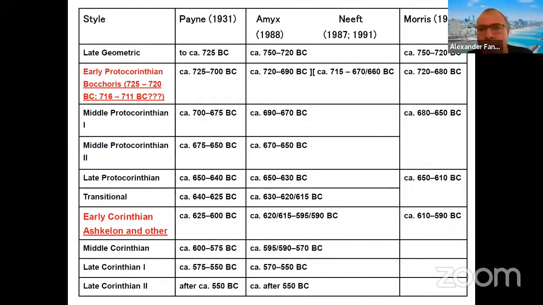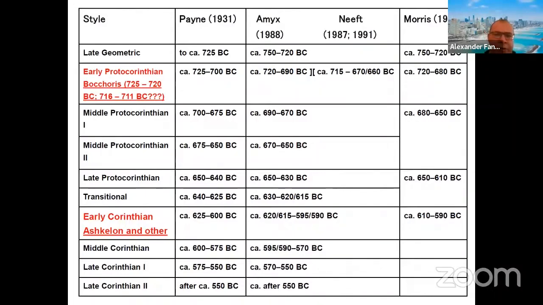So basically, the chronology suggested so many years ago by Humphrey Payne stands with some slight, modest modification, and the reliability of the Bocchoris scarab found in Pithekoussai still remains strong. Although the date of Bocchoris could be changed a little bit, between 725 and 720, as it used to be just 6 years ago, to maybe 716, 711, due to the changes in the chronology of the 25th Dynasty and the reigns of Shebitku and Shabako. But actually this tiny modification fits even better the very slight modifications suggested by Amyx and later by Neeft, of course, to Payne's chronology.